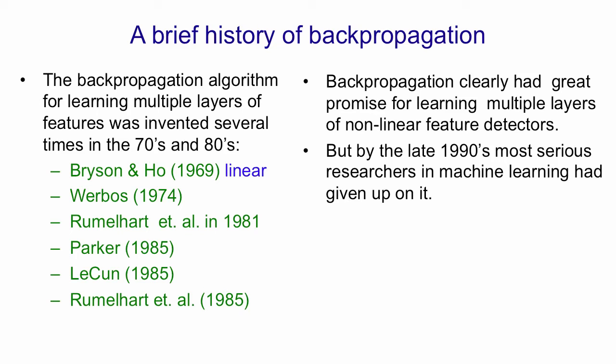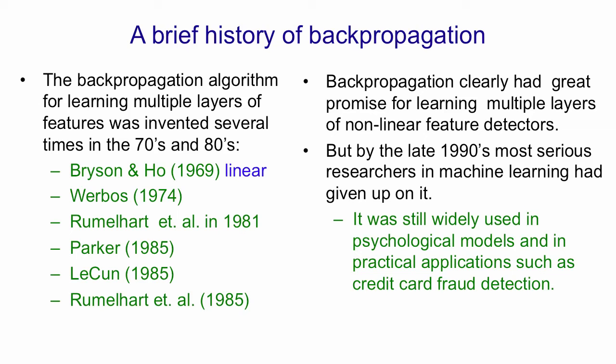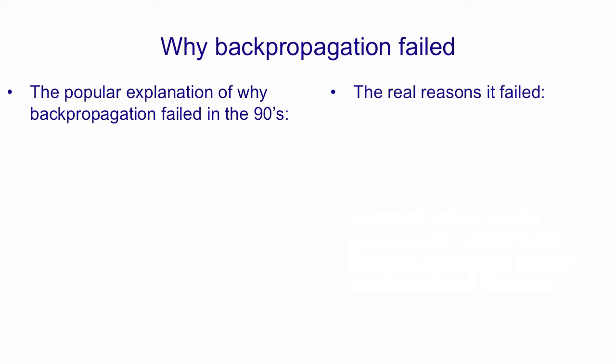For example, in David MacKay's textbook, there's very little mention of it. It was still widely used by psychologists for making psychological models, and it was also quite widely used in practical applications, such as credit card fraud detection. But in machine learning, people thought it had been supplanted by support vector machines.